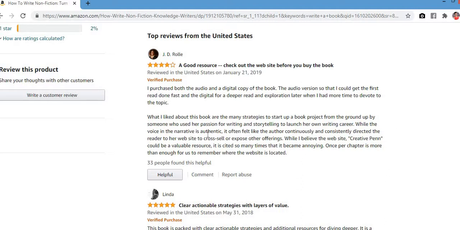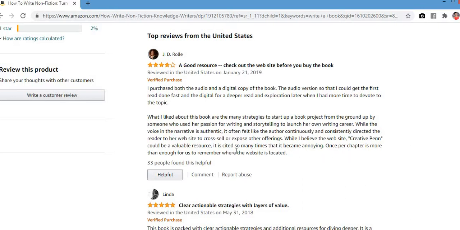Then see, while the voice in the narrative is authentic, so it means they are looking for someone that is personalized, that is unique and authentic. If they want to just learn, they can go on Google and learn, but they want something that is personal and unique. It often felt like the author continuously and consistently directed the reader to her website to cross-sell or expose other offerings. Okay? So you see, she wants someone that is continuously showing her how to do something. Okay? You see it?